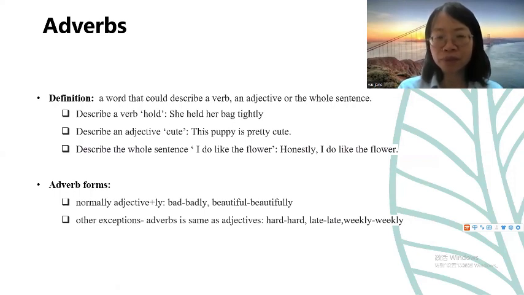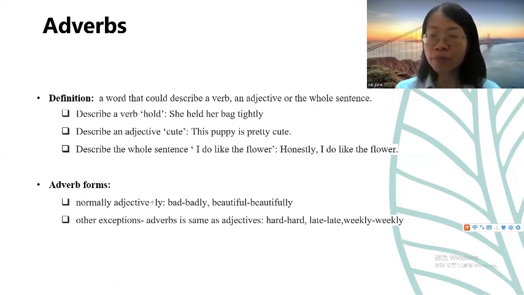Another example that describes the whole sentence: honestly, I do like the flower. So honestly is used as an adverb to describe the whole sentence. It's not just for verbs like do or like.